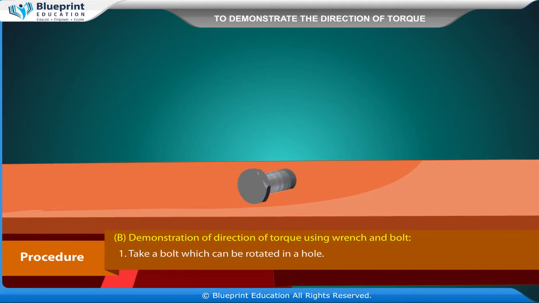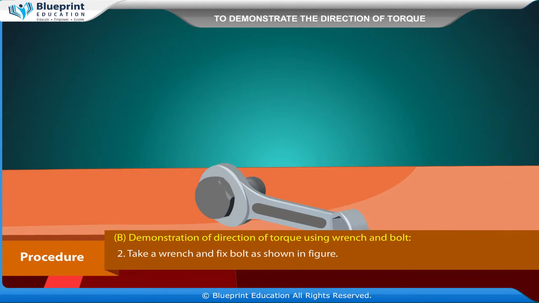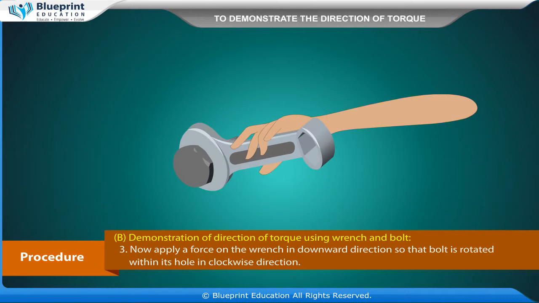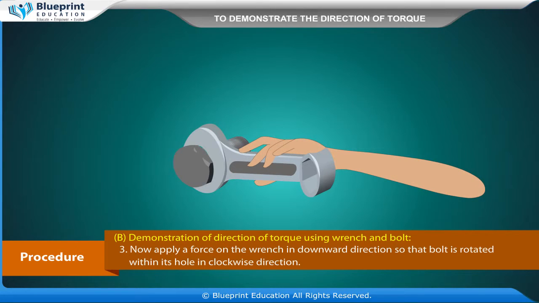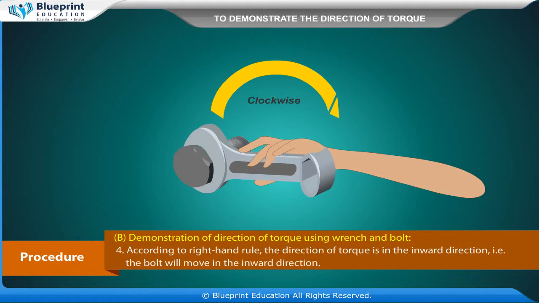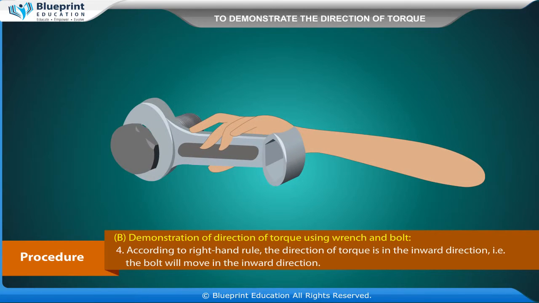Demonstration of direction of torque using wrench and bolt. Take a bolt which can be rotated in a hole. Take a wrench and fix the bolt as shown in the figure. Now apply a force on the wrench in the downward direction so that the bolt is rotated within its hole in the clockwise direction. According to the right-hand rule, the direction of torque is in the inward direction, that is, the bolt will move in the inward direction.